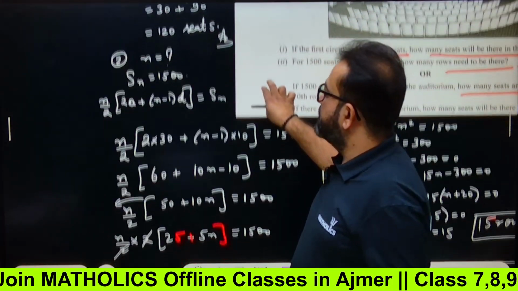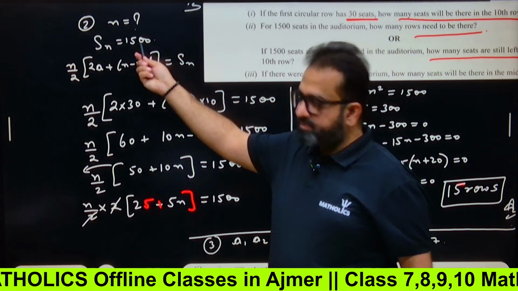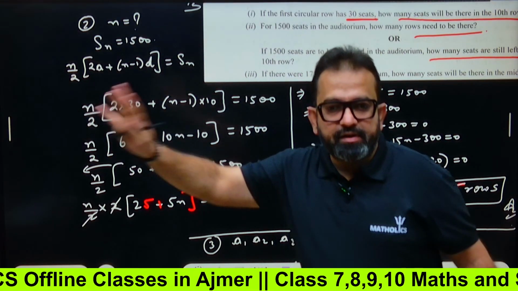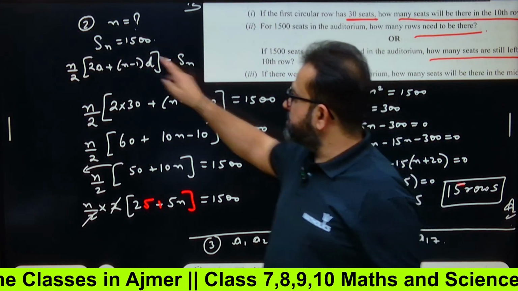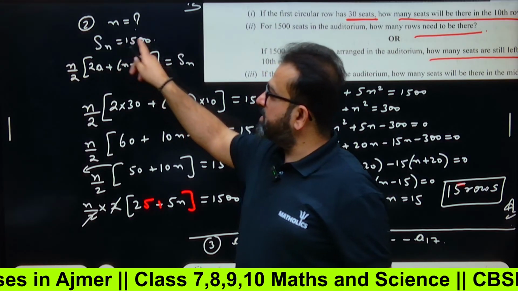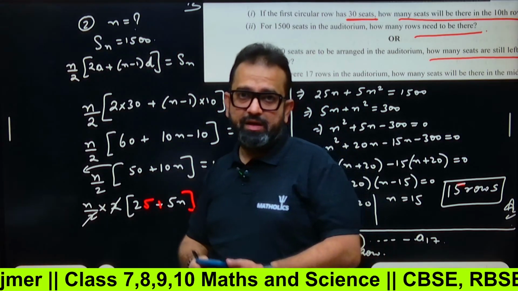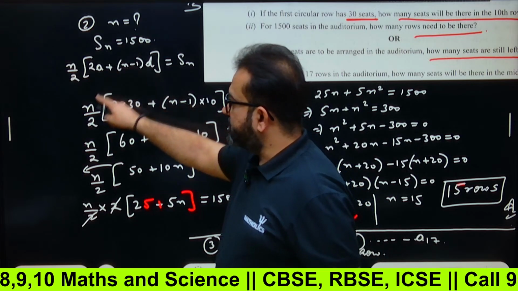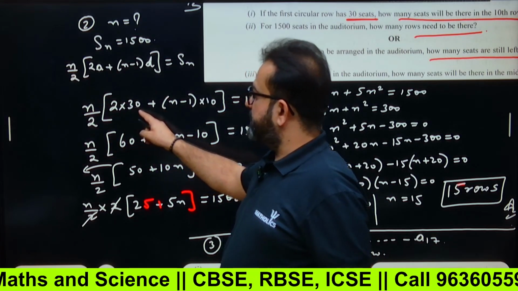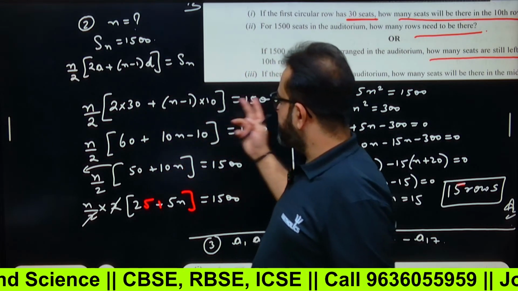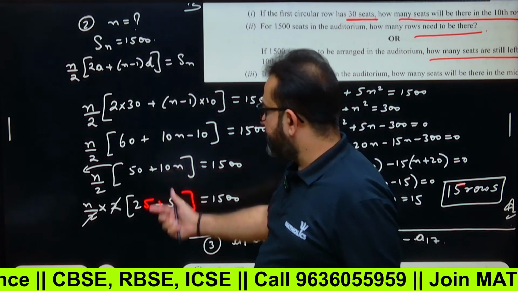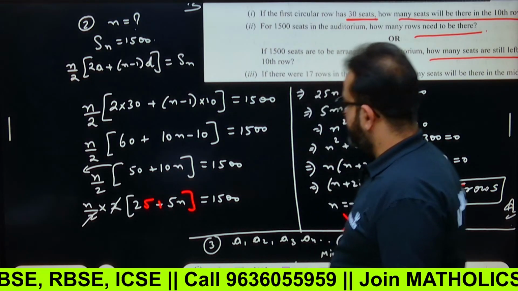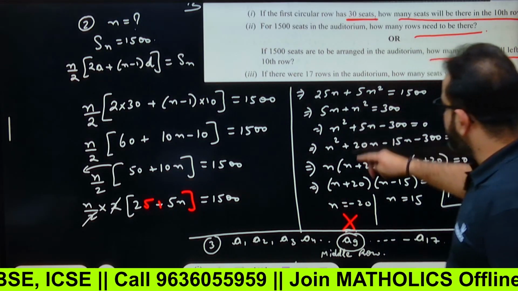Sn is what? Sum till n terms is 1500. They are saying total 1500 seats should be there. So this is Sn. Put the value of Sn as 1500. Formula for Sn: n by 2, 2a plus (n minus 1) into d. Use this formula. Put the values: n by 2, 2 into 30 plus (n minus 1) into 10 equals this. Solve it and get a quadratic in n.